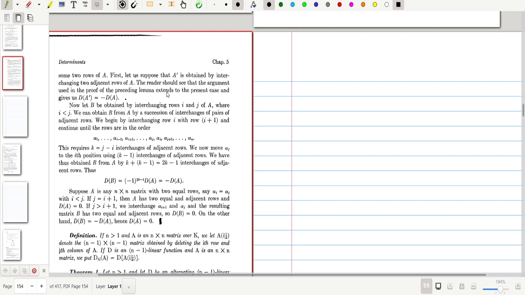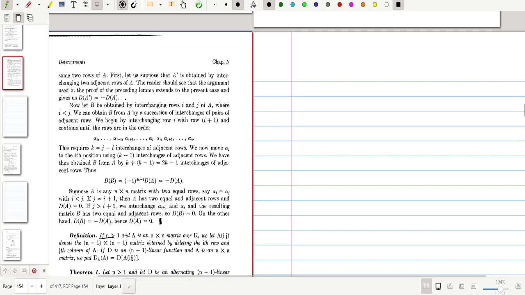So using these lemmas, we can say that it is enough to show that D satisfies the condition D of A equal to 0 if A has two equal adjacent rows. So using that fact, we will establish the existence of a determinant function in any M n K. Now, before that, we have a definition.